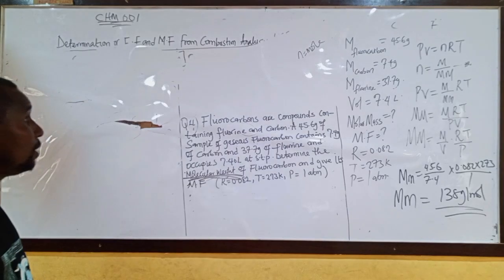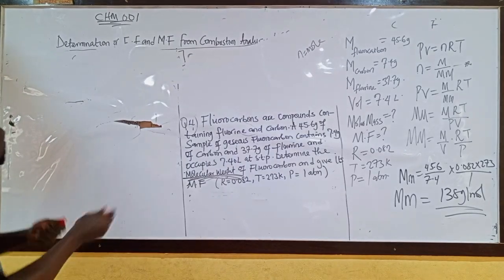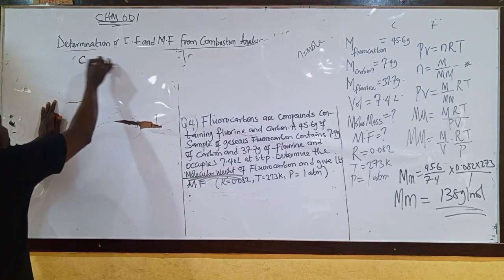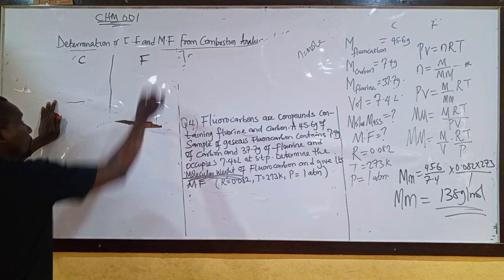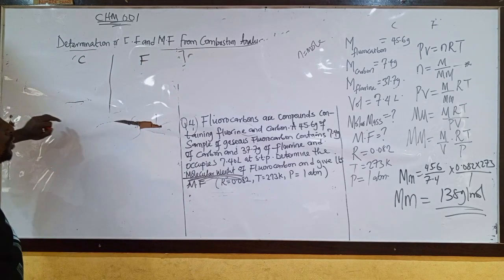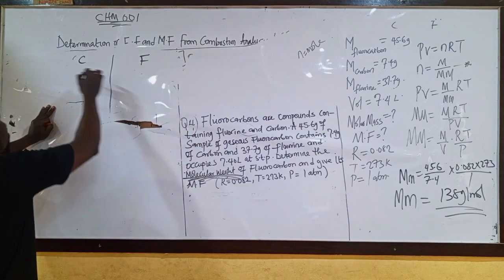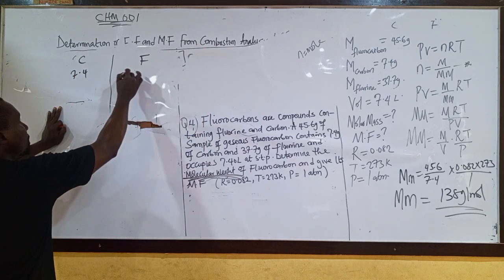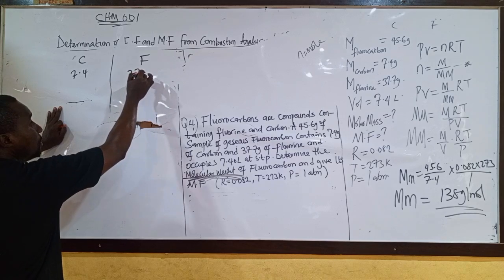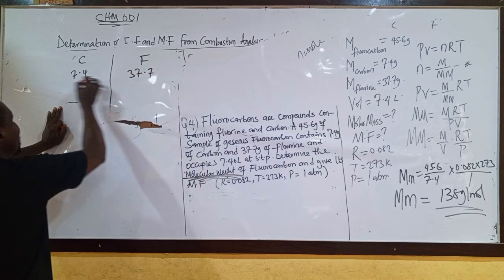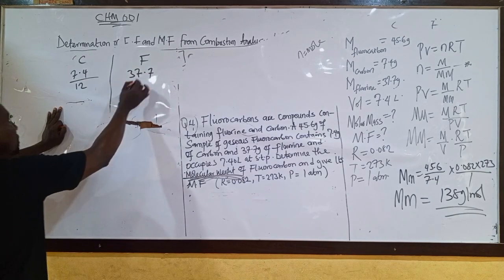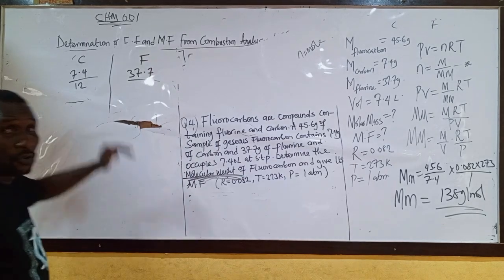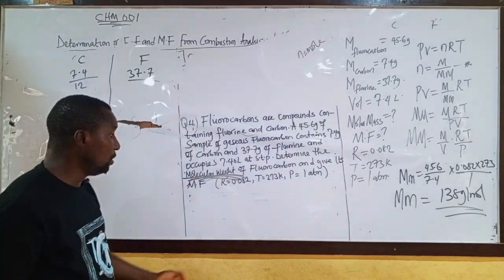Okay, from here, we have carbon and fluorine. The mass of carbon is given as 7.4. The mass of fluorine is given as 37.7. Divided by what? 12 for carbon, and divided by the mass number of fluorine. You can see it's not given, but you should know it.